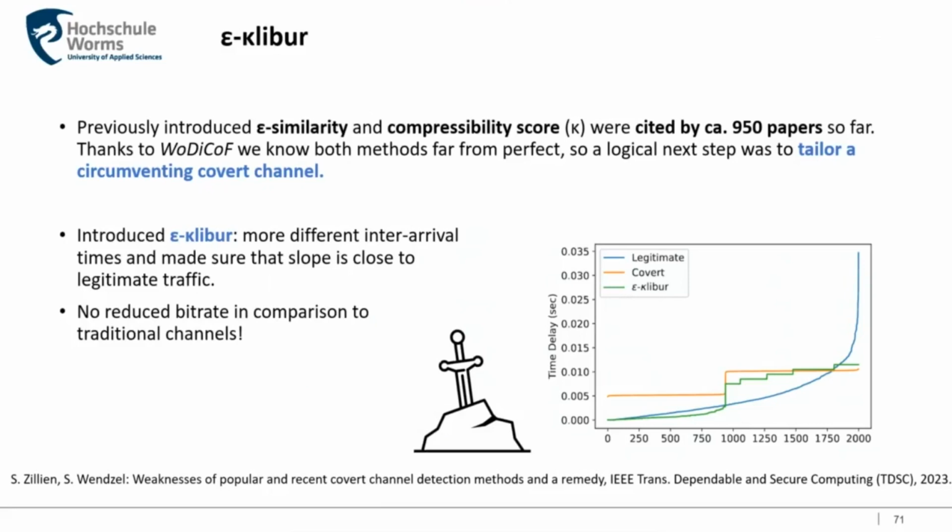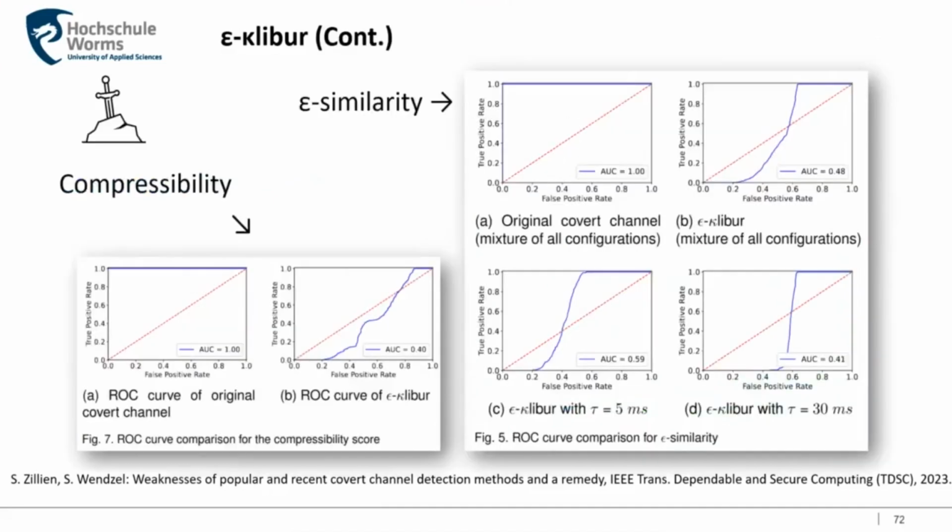A covert channel, in the most simple case, looks a little bit like this, because you have a 0 and a 1 symbol. There are several ways to optimize the channel, but what we did is essentially the green one. We have some slight slope and some steps here that is enough to break both detection methods at the same time.